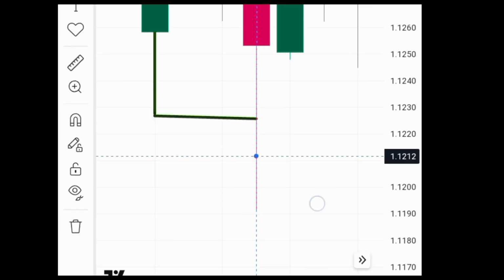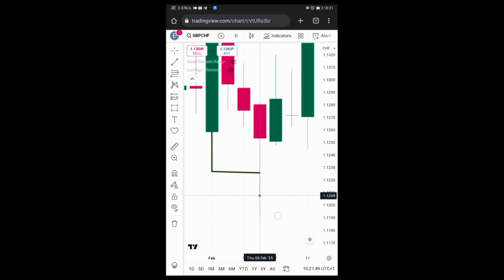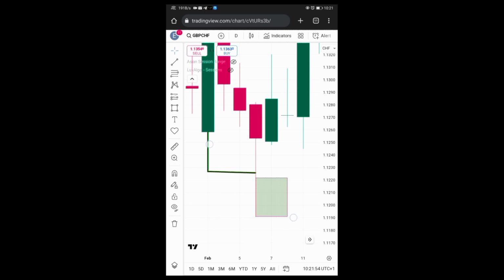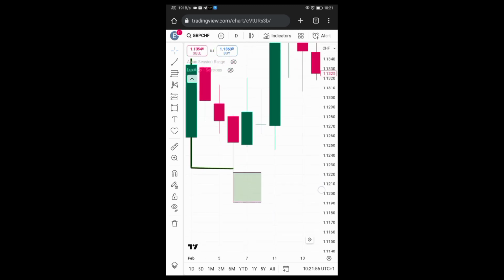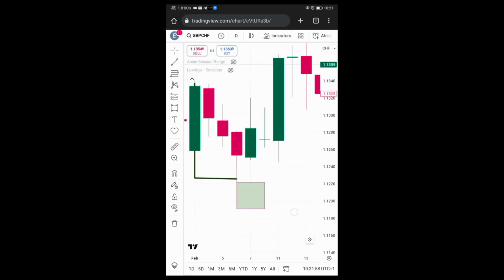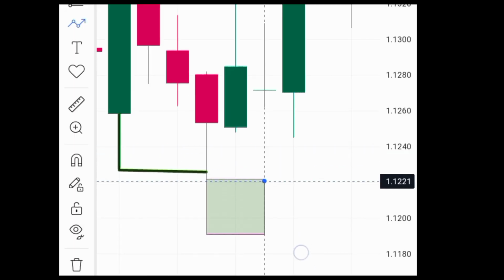So for you to trade this wick, you go to a smaller time frame like M5. Once you go to your smaller time frame, this is what you are going to be looking at. You are going to be looking for something like this.